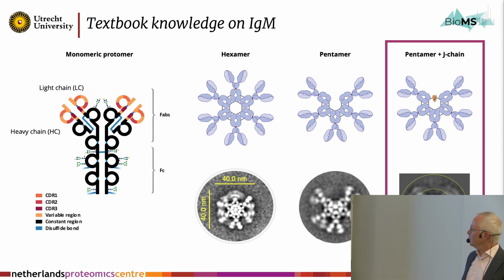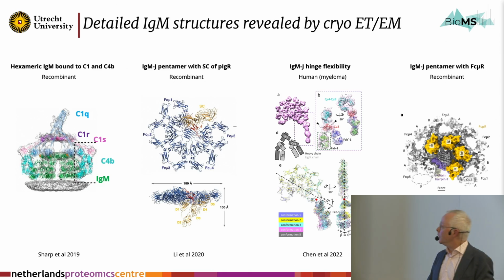And here you see, for instance, some older, not even that old, EM pictures of this IgM. And it really shows that this pentamer is almost like the hexamer, but forgotten to make the last one. So it really has a hole, but still it has a sort of 6-fold symmetry. So that was the textbook knowledge.